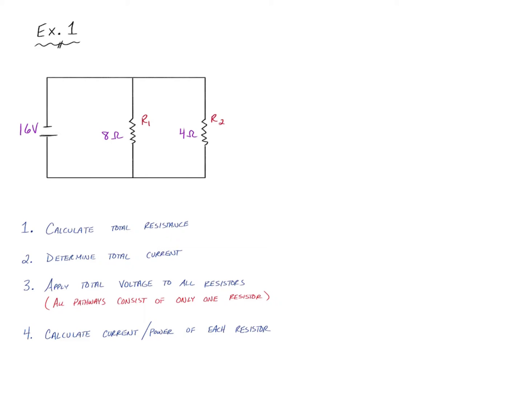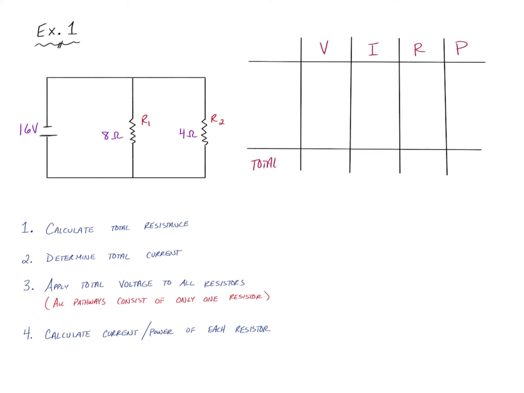In our first example, we have a 16-volt battery being applied to a circuit that has two resistors, an 8 ohm and a 4 ohm resistor that have been wired in parallel. And as always, we're going to complete a VIRP table. Tends to be the easiest way to organize this information.